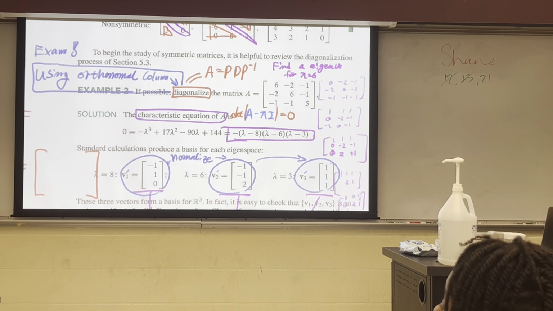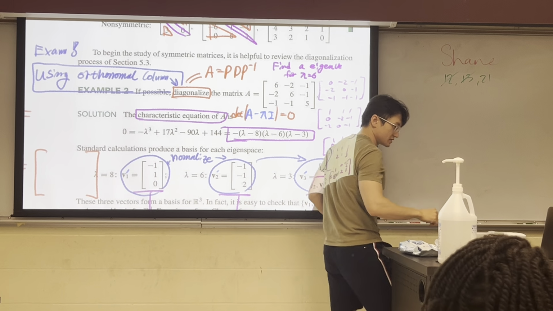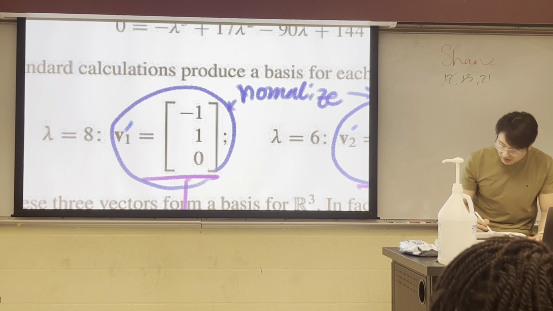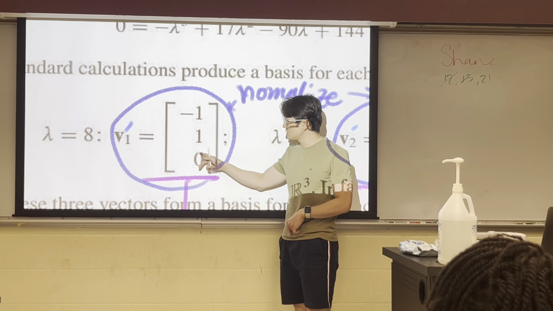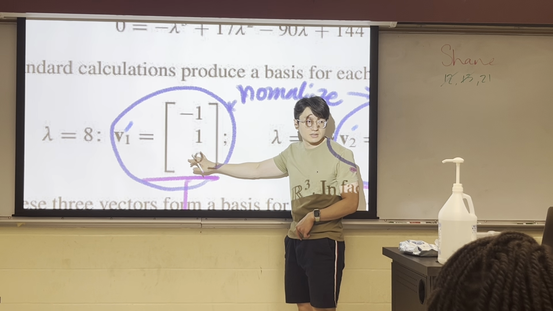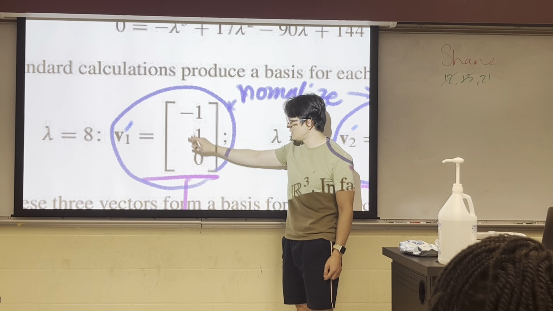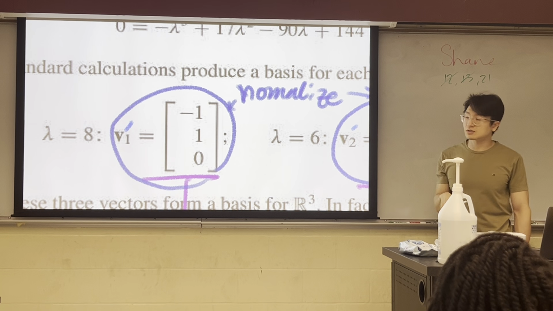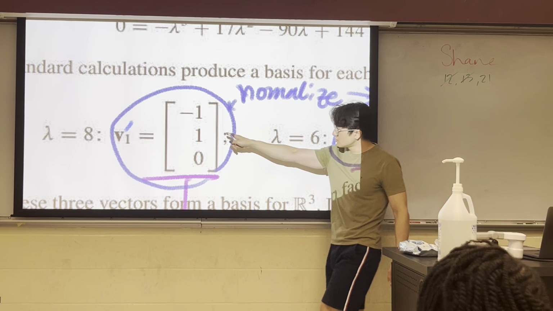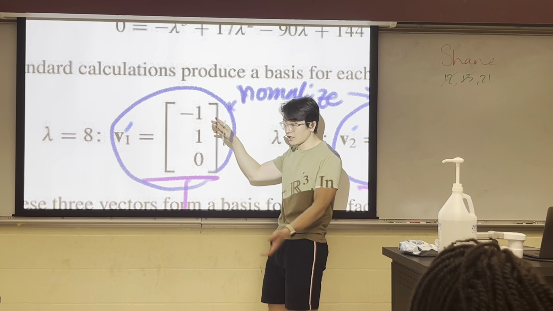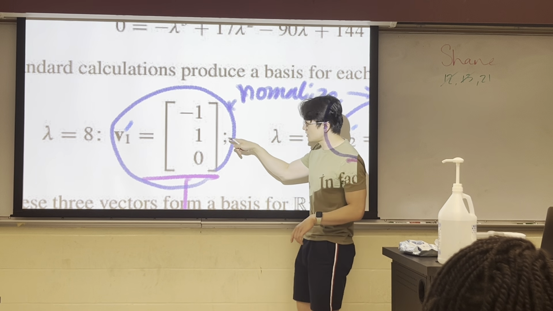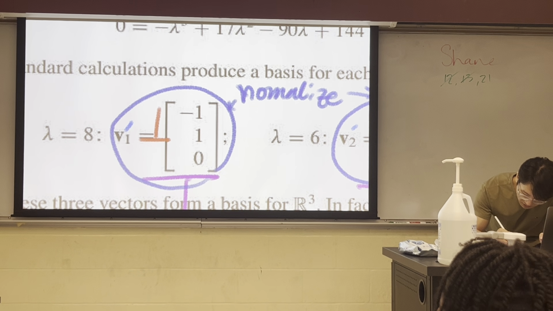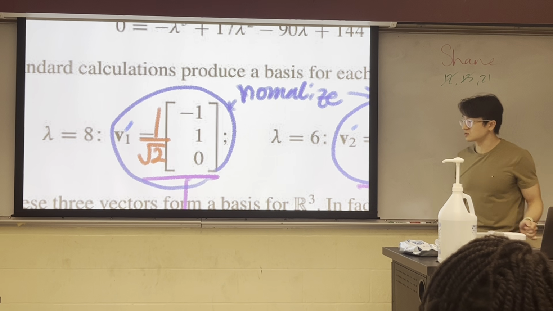Okay, what is the meaning of normalize? Let's look at just one of these vectors. What is the length of this vector? Square root 2. Yeah, because you square every entry, you square 1, you add them all, then take the square root. So you get square root 2 for the length. So you just divide the original vector by its length. And that is normalizing.